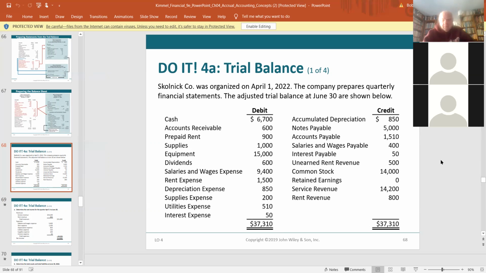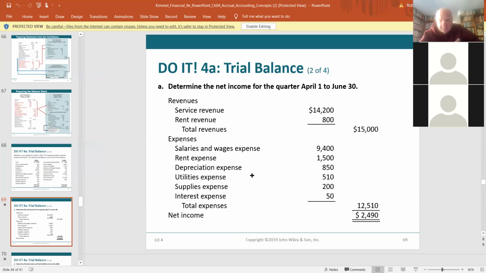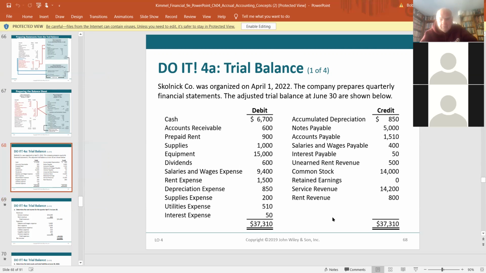Okay. So let's take a peek at it. Our revenue was 14,200. Now it's a matter of finding all the expenses. And the expenses are right here. 9,400 for salaries all the way through interest. Net income, 2,490. Not too tough, huh? The income statement.